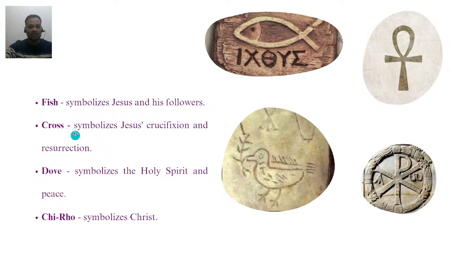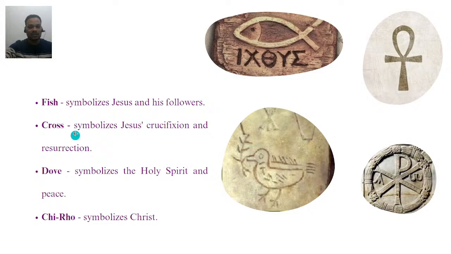Now, coming to the third symbol, that is the dove. A dove is a bird which looks like a pigeon. So this dove symbolizes the Holy Spirit and peace. You will see in today's world also, if you want to make a symbol related to the word peace, we will make a dove, right? So this was the first visual example we have of the Holy Spirit and peace, which came from Christianity.